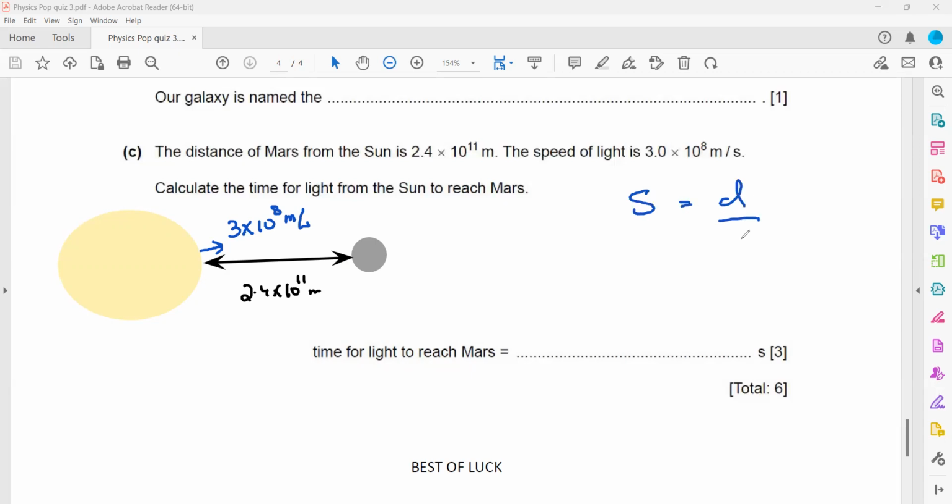Speed is distance divided by time. So if we need the time, time will be distance divided by speed. The distance traveled is 2.4 times 10 to the power 11, and the speed is 3 times 10 to the power 8. When we divide 2.4 times 10 to the 11 by 3 times 10 to the 8, we get the time, which is about 800 seconds. So 800 seconds is the time taken by light to travel from the sun to Mars. Is it a clear discussion?